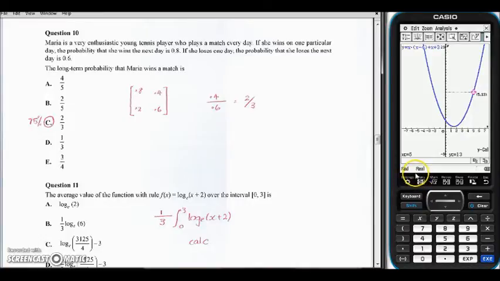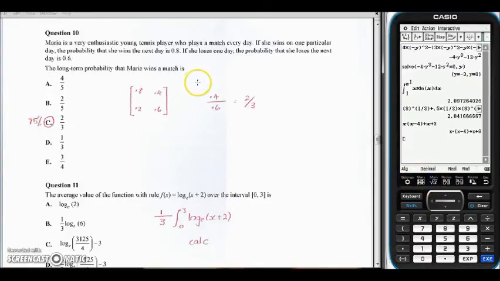There's a couple of ways to go about it. Probably the easiest way is to use the steady state formula. If you can quickly draw up your transition matrix, which would give you 0.8, 0.2, 0.4, 0.6, the steady state formula for a win would be this over this plus this. So 0.4 over 0.6, which is 2/3, so it's C. Of course, you could also raise it to a high power, but I'm sure you know how to do that.